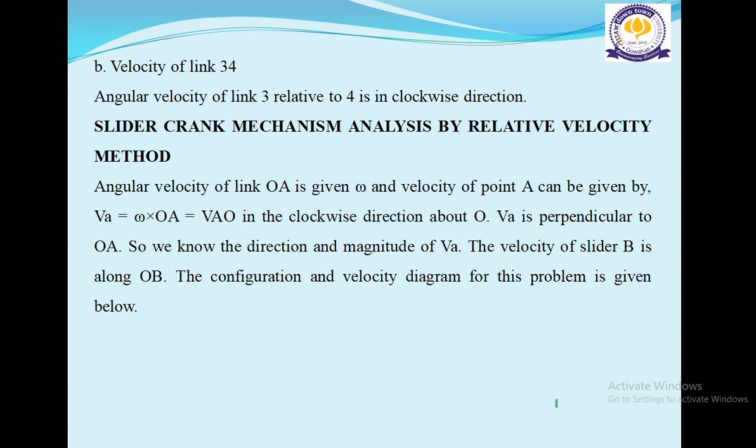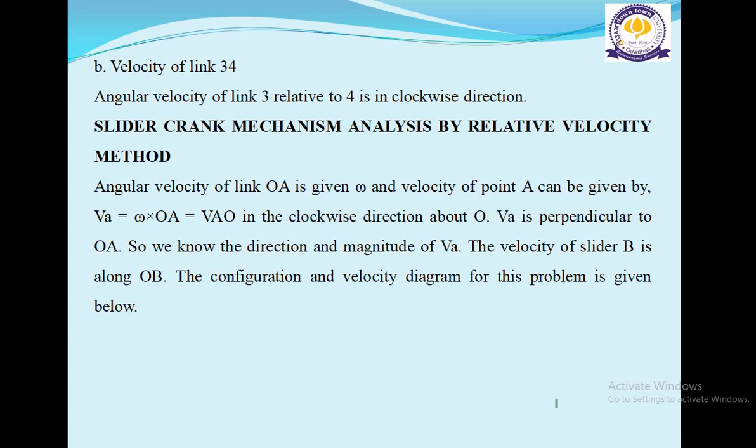Here angular velocity of link OA is given omega, and velocity of point A can be given by VA is equal to omega into OA, which is equal to VAO in the clockwise direction about O. VA is perpendicular to OA, so we know the direction and magnitude of VA. The velocity of slider B is along OB. The configuration and velocity diagram for this problem is given in the next slide.